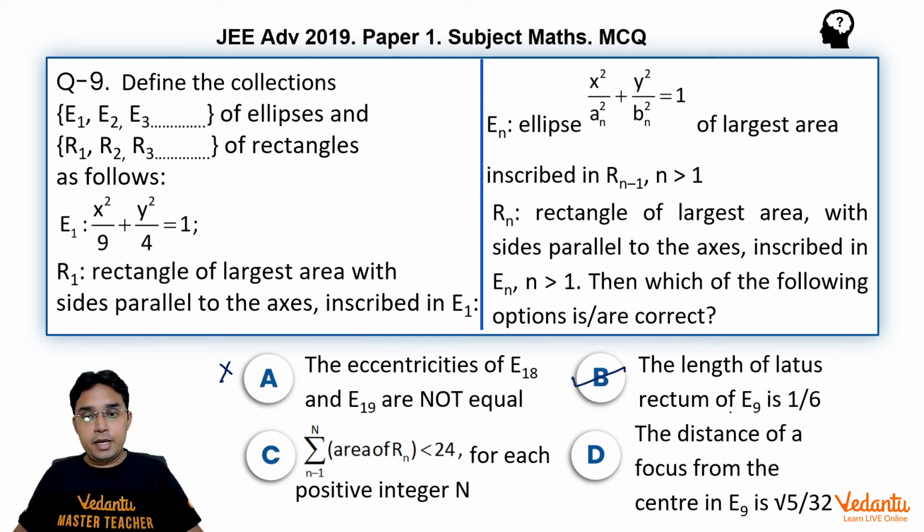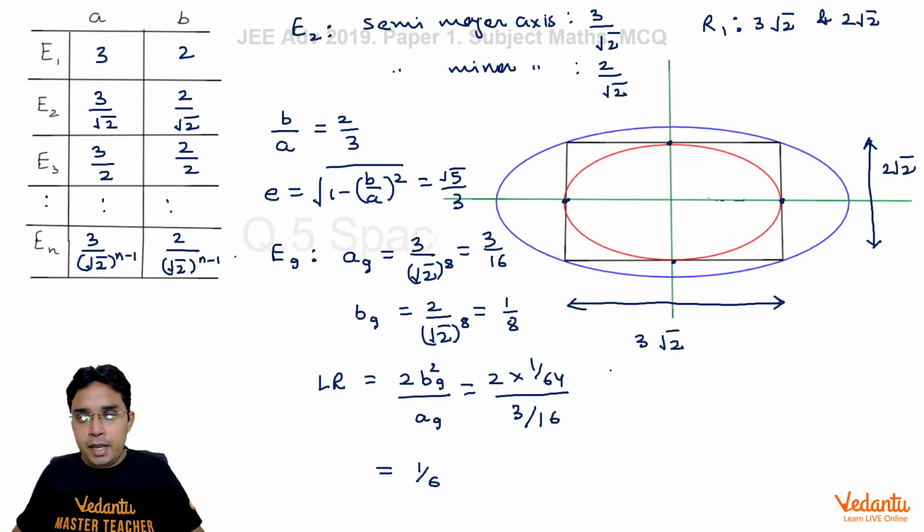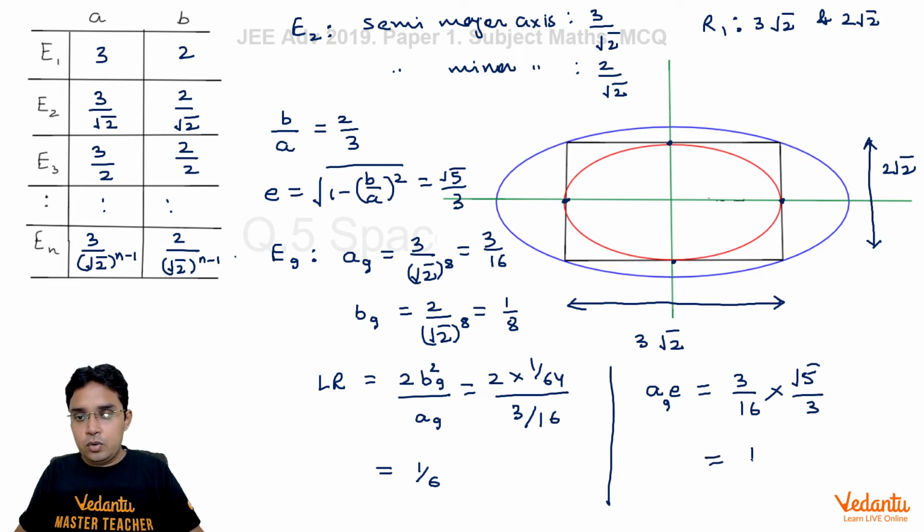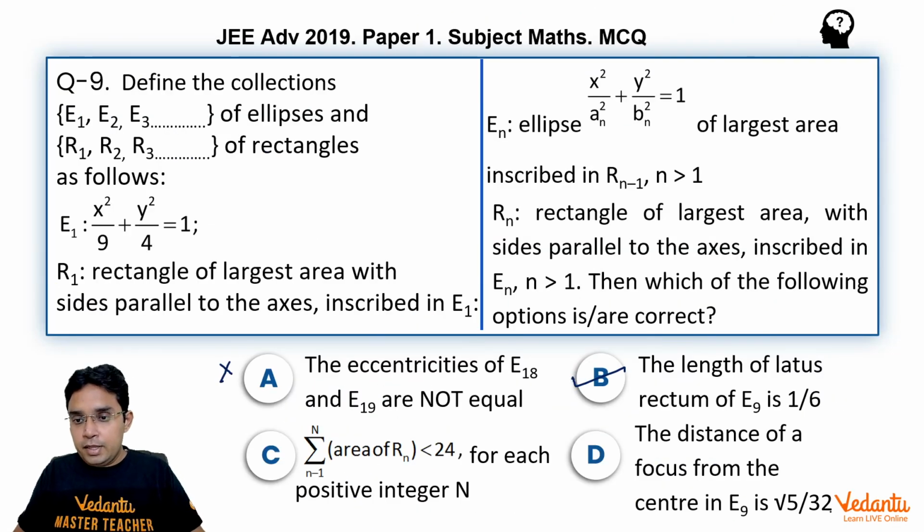Length of latus rectum of E9 is 1 upon 6. That is absolutely correct. Now let us do the D part next, because they are asking the distance of focus from center in E9. The distance of focus from center is always a times e, here A9 times e. A9 we have found is 3 upon 16, and e we have found is root 5 upon 3. So this 3 will get cancelled and we get root 5 upon 16. So the distance of focus from the center in E9 will be root 5 upon 16. They have given root 5 upon 32, so this D is also wrong.